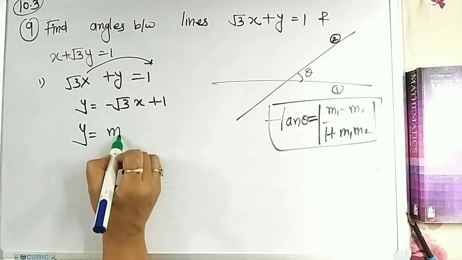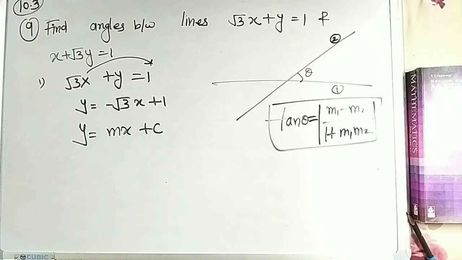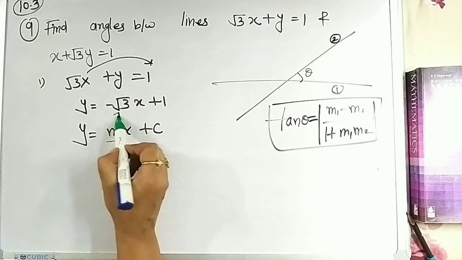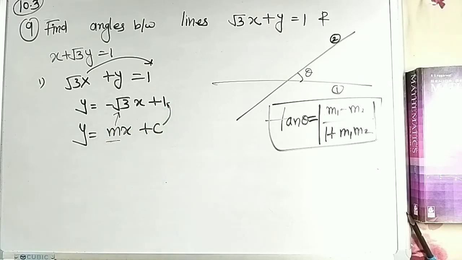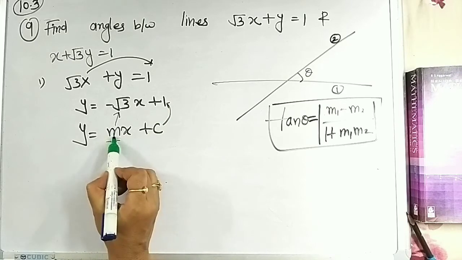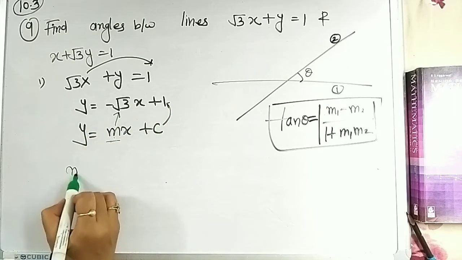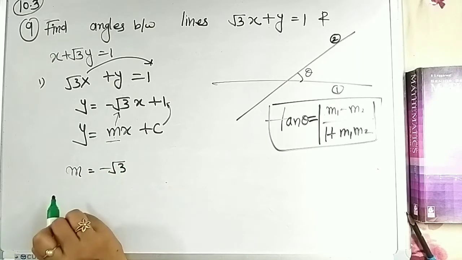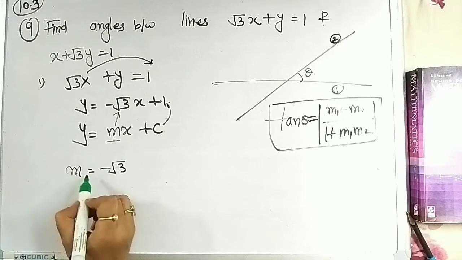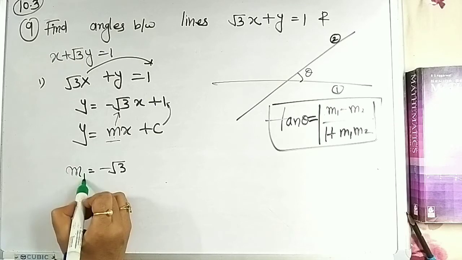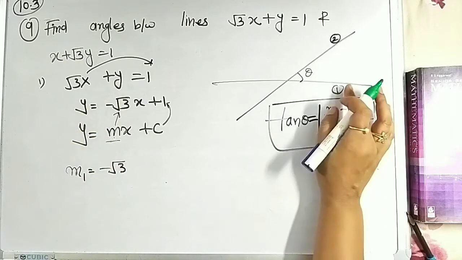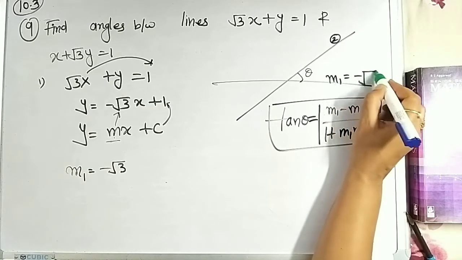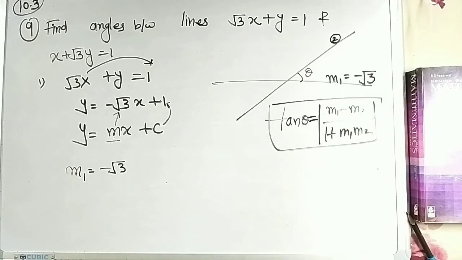Compare it with y is equal to mx plus c. If I compare, m is this and c is this. So I think you understood, I am trying to get the slope of this line. So I am getting m is equal to minus root 3. Okay, so this is what I got. I can call it m1 because this is my first line. So let me write it here. m1 I got, guys, minus root 3.